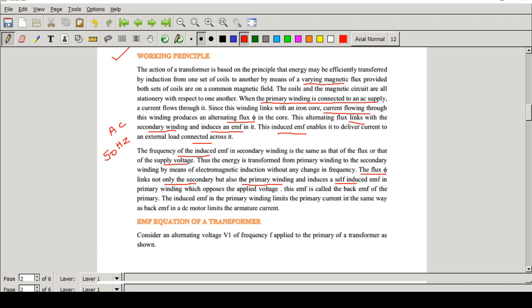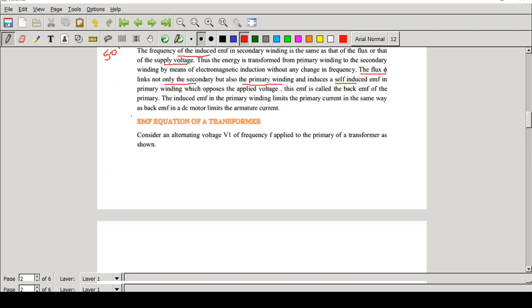Now the induced EMF in the primary, what will it do? It will limit the current. How? By opposing the applied voltage. Thereby you can control the current. Now moving further, let's see how to derive the EMF equation of a transformer. That is also very important.